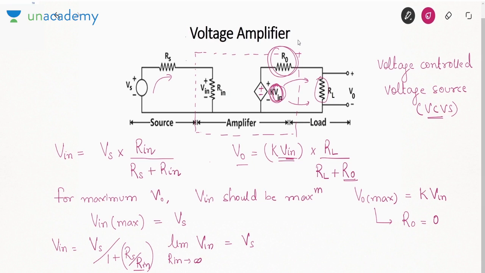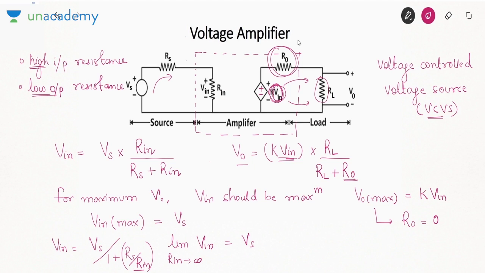But practically that does not happen. So we desire a high input resistance and a low output resistance. Okay, we desire these two things when we are talking about a voltage amplifier. Okay, even if you forget other things, this is a very important requirement.